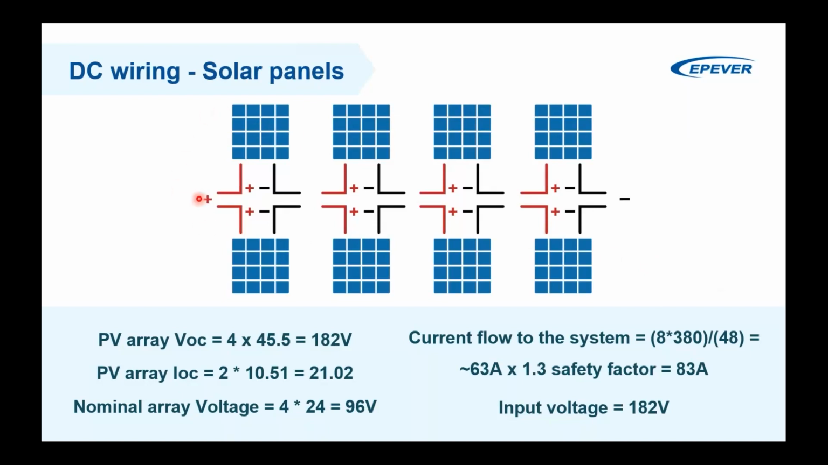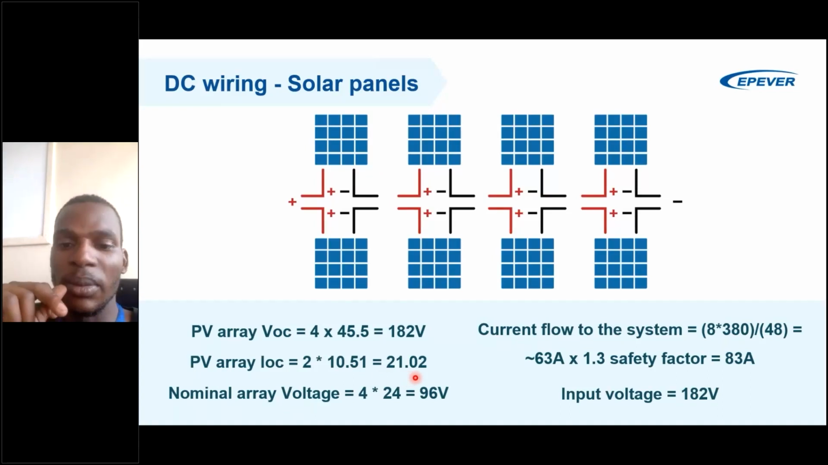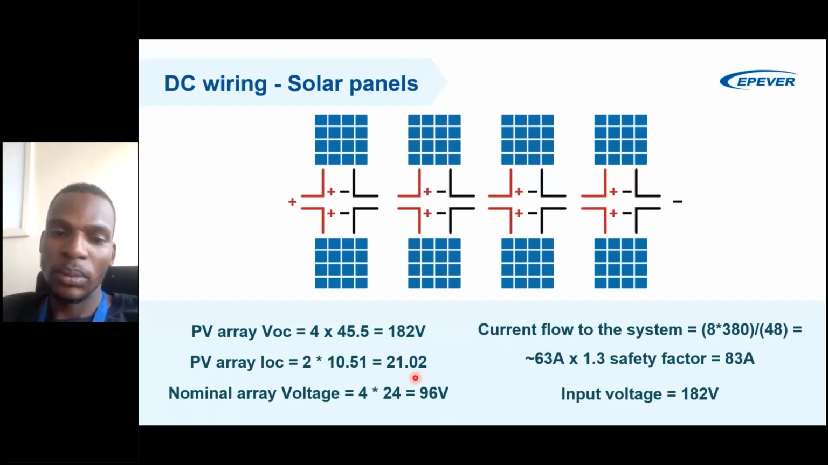So let's have a look at an example. In this example, I choose two strings of 4 panels in series, as you can see here. And this means that I'll have 182 volts and something like 21 amps as an input current. In general, I have 8 solar panels of 380 watts each, so I'll have about 3,000 watts of PV array. And the nominal array voltage is going to be something like 96 volts here.